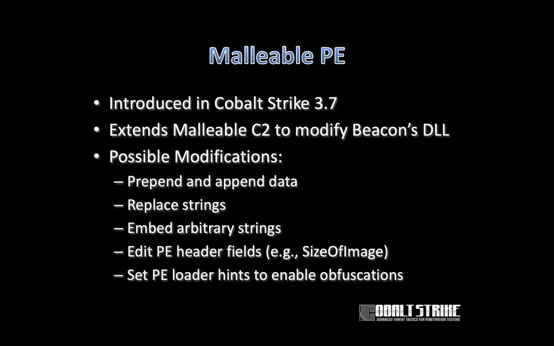To push back on memory detection strategies, Cobalt Strike has malleable PE. This was introduced in Cobalt Strike 3.7, and it extends malleable C2 to modify Beacon's DLL. Things you can do with malleable PE include binary padding. You can prepend and append data to your Beacon DLL in memory. You can replace strings. You can embed arbitrary strings if you want to create breadcrumbs for an analyst to follow. You can edit certain PE header fields. And you can set hints in the PE loader to enable different obfuscations.